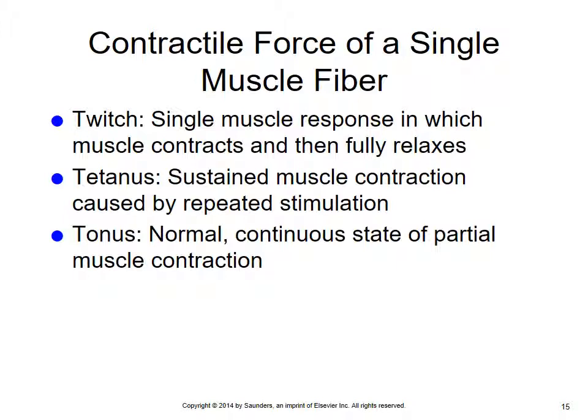Let's look at the contractile force of a single muscle fiber. We have some words and definitions here. Twitch is a single muscle response in which a muscle contracts and then fully relaxes. Tetanus, and this is not like the disease tetanus, is a sustained muscle contraction caused by repeated stimulation. And tonus is a normal continuous state of partial muscle contraction, which we need in order to maintain our posture. In tonus, different groups of muscle fibers within a muscle take turns contracting while others are relaxing.